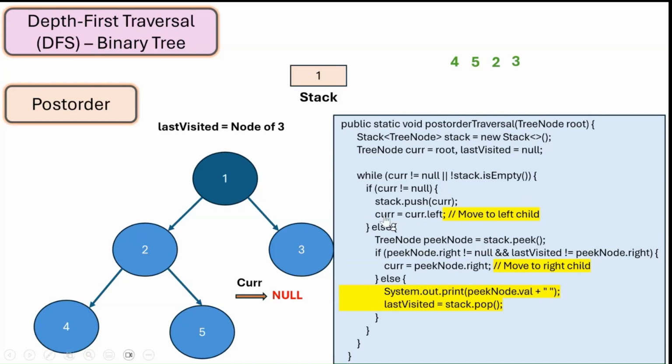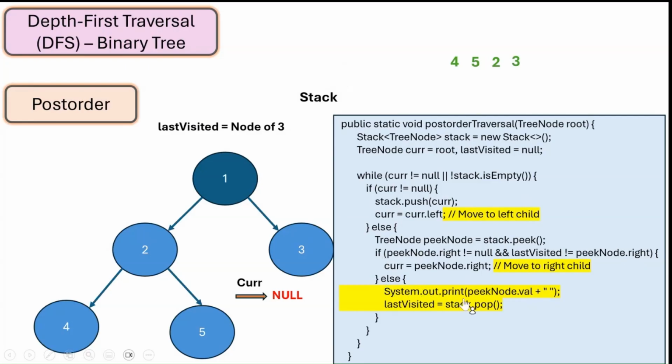Now current is null, so it will come back to the beginning of the loop. Current is null, so it will go to the else condition. The peak node is 1 now. Does it have a right subtree? Yes, which is 3. Did we visit it? How are we checking it? The last visited node. The last visited node is node 3, so we have already visited the subtree with node 3 as a root. So last visited is equal to peak node dot right, and it is visited, so we will not go into the if condition, to avoid that loop which we discussed. It will go into the else condition.